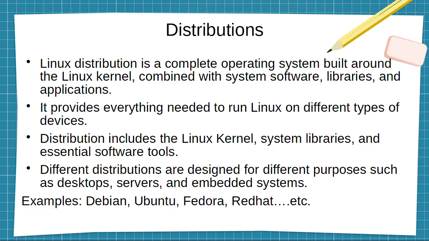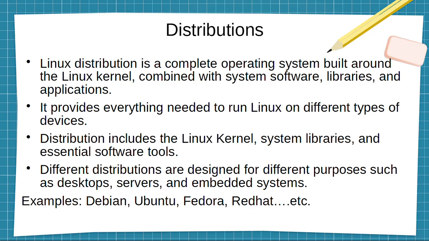A Linux distribution is a complete operating system built around the Linux kernel. I'll be explaining the Linux kernel in this session. It is combined with system software, libraries, and applications. These are the things that help a system to be up and running. It provides everything needed to run Linux on different types of devices. The same application can be running on a mobile and on the web. Linux allows you to do both.